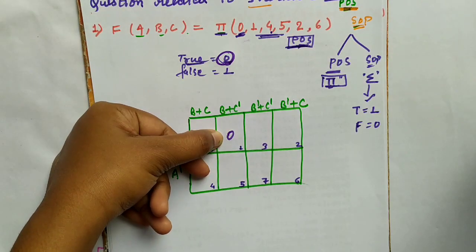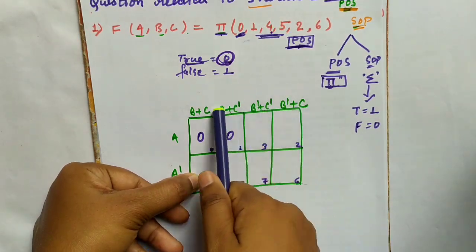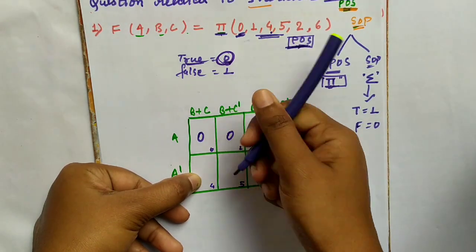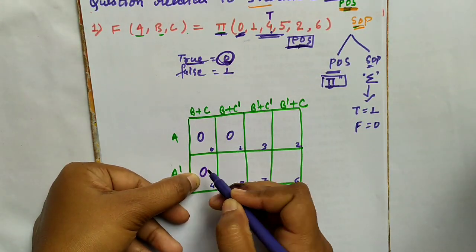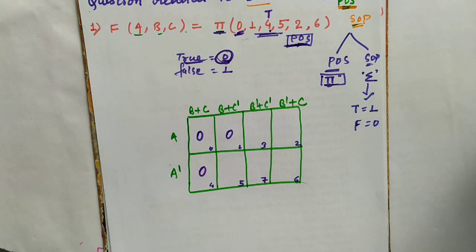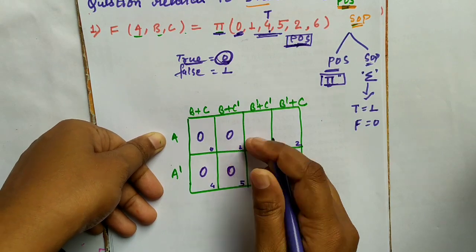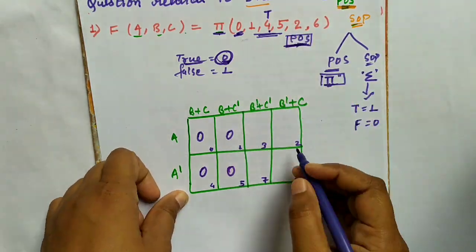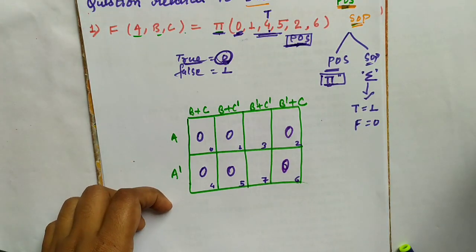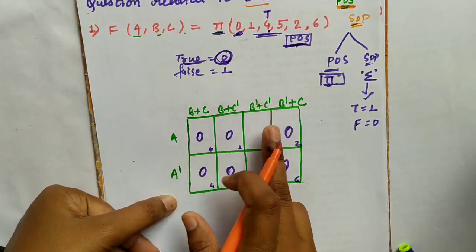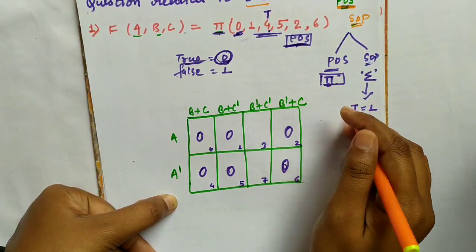Then 4 is also available in that K-map, so it is true, that means 0. Next, in the place of 5 we also write a 0. In the place of 2 we write a 0, and for 6 we also write a 0. So in the POS form for the true value we write 0, but in the SOP form we write a 1.